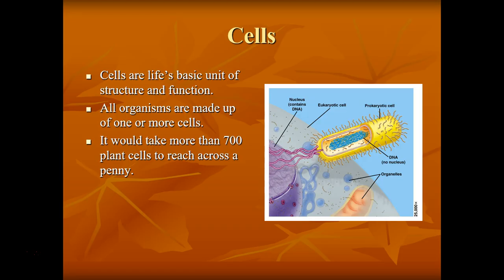Interesting little tidbit of information, it might take more than 700 plant cells to reach across a penny. So just to give you some context of how small a plant cell is, that's crazy, right? So 700 plant cells just to reach across from one end of the penny to the other. And those are actually eukaryotic cells, so bacteria, there would be even more. They're even smaller than that.